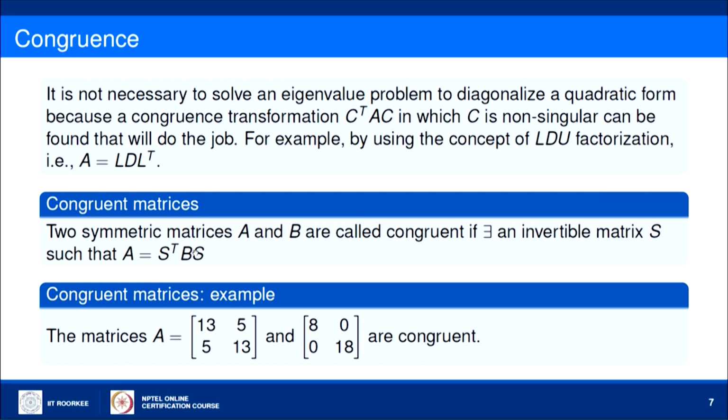For example, here the matrices A = [13 5; 5 13] and [8 0; 0 18] are congruent, because we have just seen that there exists a matrix Q, which is [1/root 2, -1/root 2; 1/root 2, 1/root 2], such that A equals Q D Q transpose, where D is [8 0; 0 18] and A is [13 5; 5 13].